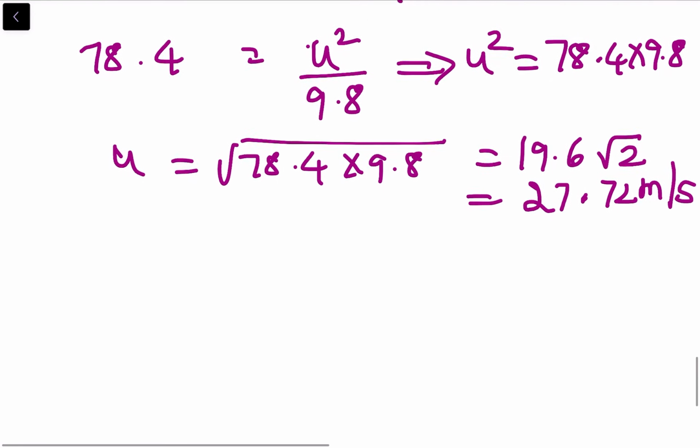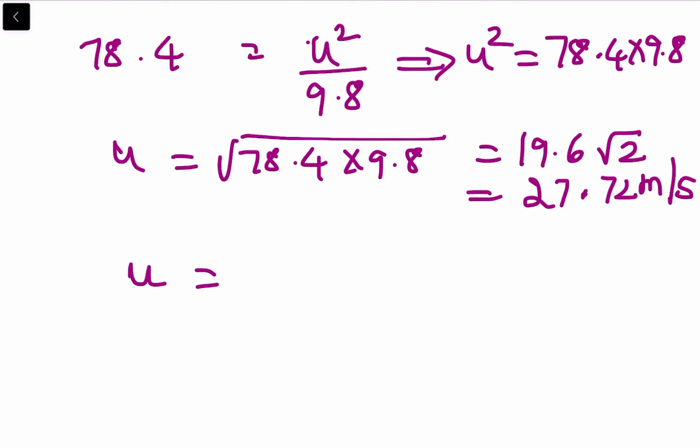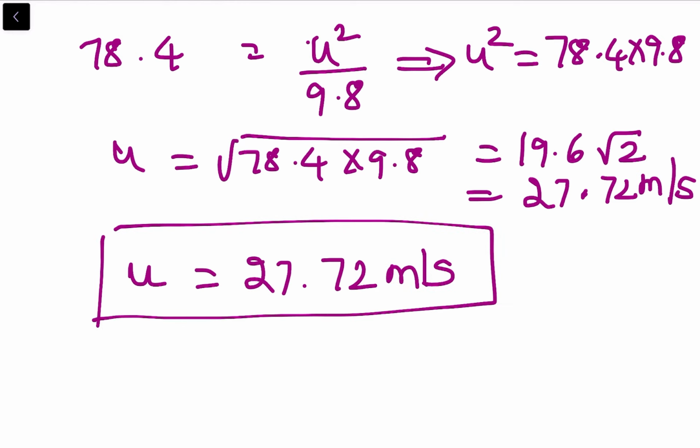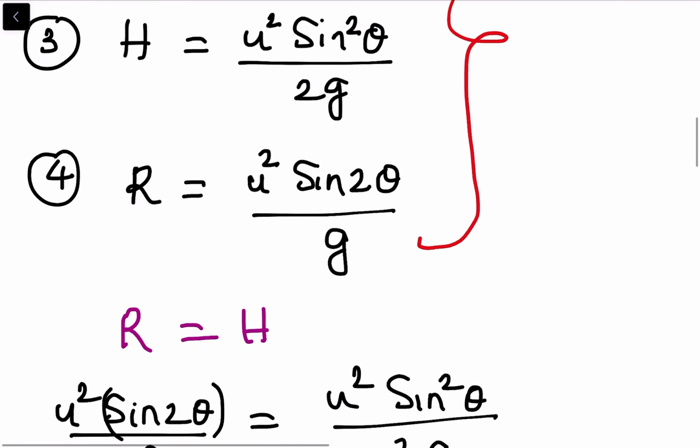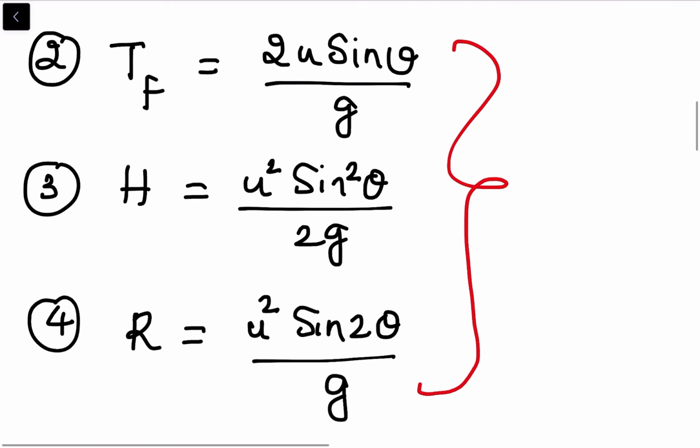So the final answer for this problem, u is equal to 27.72 meters per second. Some values you should know by heart. Root 2 is 1.414. Root 3 is 1.732. If you know some values by heart, it is very easy to solve the numericals. So I hope you understood this problem. This is the second problem which we have solved today, with the help of only these three formulas, that is H and R, and T also you can use.